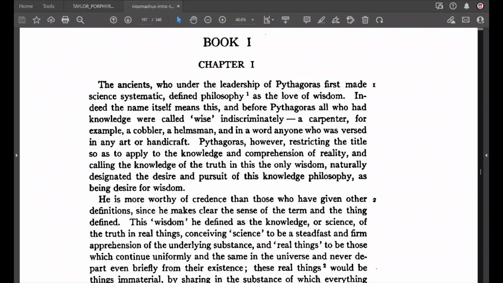And Nikomakos explains some examples for us. A carpenter, for example, a cobbler, a helmsman, anyone who is versed in any art or handicraft was called wise. But Pythagoras changed that. Pythagoras, restricting the title so as to apply to the knowledge and comprehension of reality. And this is an interesting idea. This idea of reality.